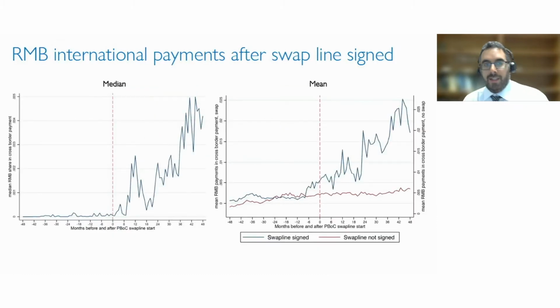It's also the case that when these swap lines are signed from the PBOC's perspective, we do see an increase in RMB usage. This is plotting the median and mean countries' use of the RMB for international payments before and after a swap line with the PBOC is signed. And you can see quite a dramatic increase in the use of the RMB for both the average and median country when those agreements come into place. There's actually not much effect on trade, however. It's mainly coming through currency usage.